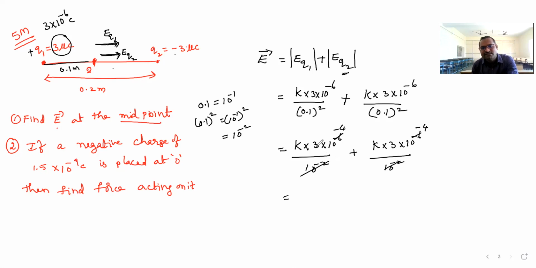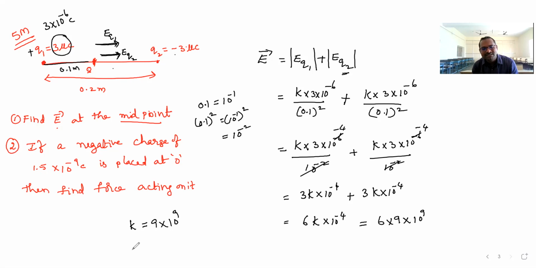So what we are having? 3 into k is 3k. 3k into 10 to the power of minus 4 plus again 3k into 10 to the power of minus 4. So 2 times we are adding: 3k plus 3k is 6k into 10 to the power of minus 4. But what is the k value? We know the k value is 9 into 10 to the power of 9, because k is nothing but 1 by 4 pi epsilon naught. Got it?